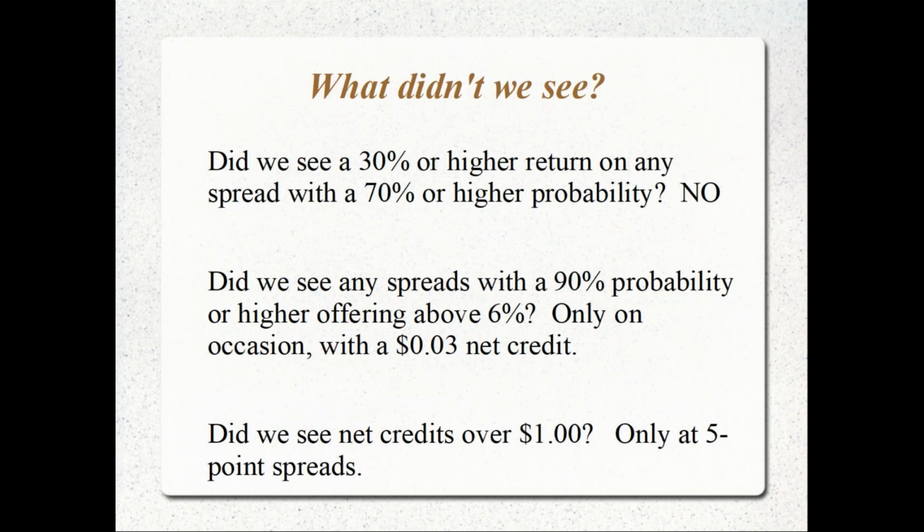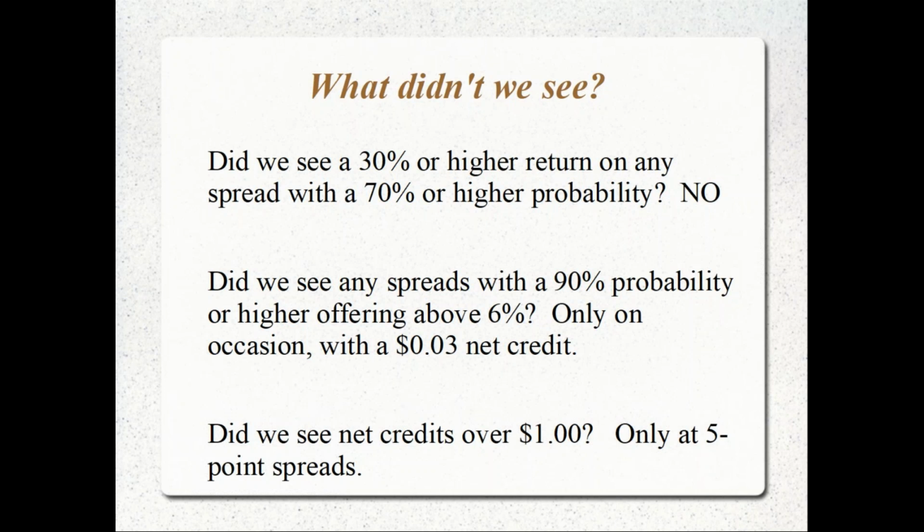No, not 9 days out. Maybe 30 days out we did. With the standard expiration on the 50-cent spread, I think there was one that we saw that had a 70.6% probability and a 30.1% return. Okay? Did we see any spreads with a 90% probability? We did see some on that list because we just screened for 70% or more, but offering a return above 6%, only on occasion.